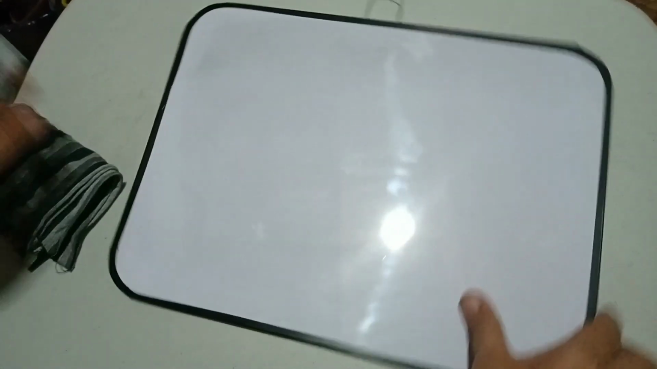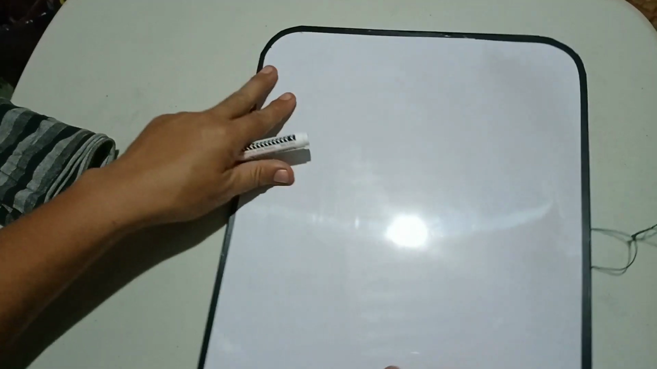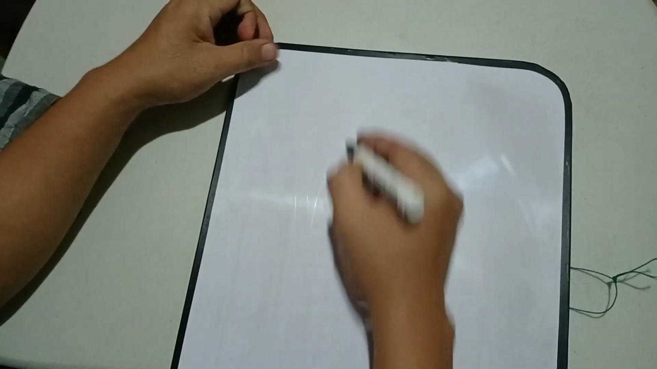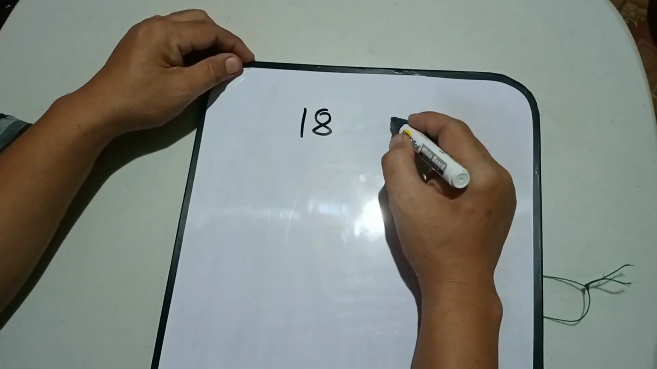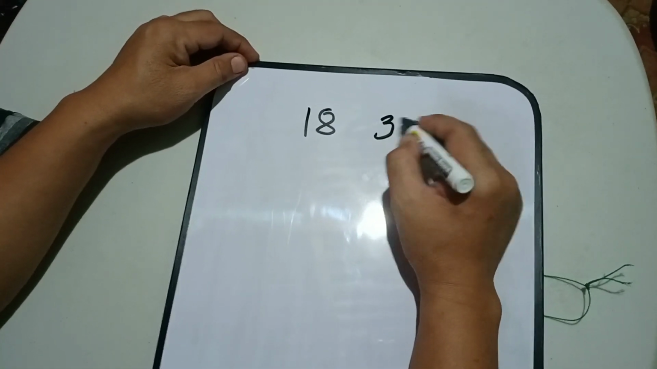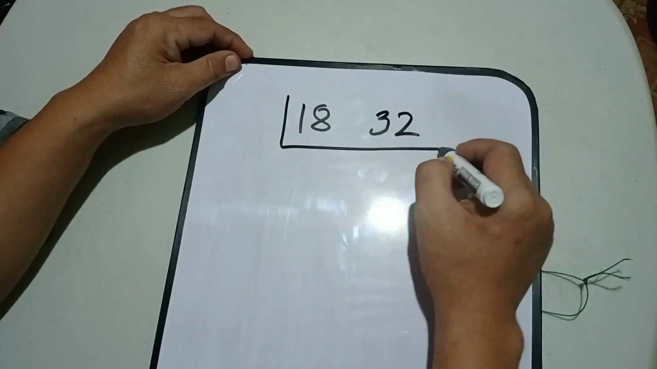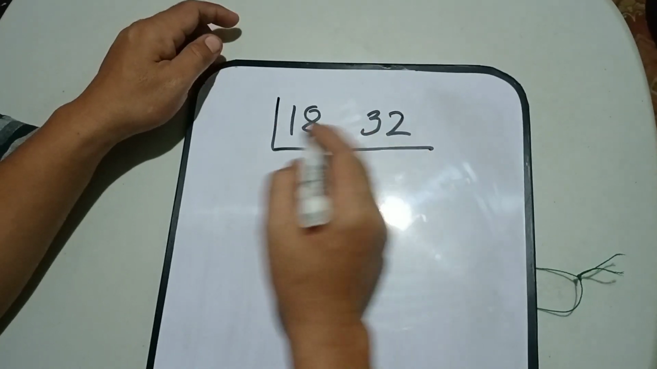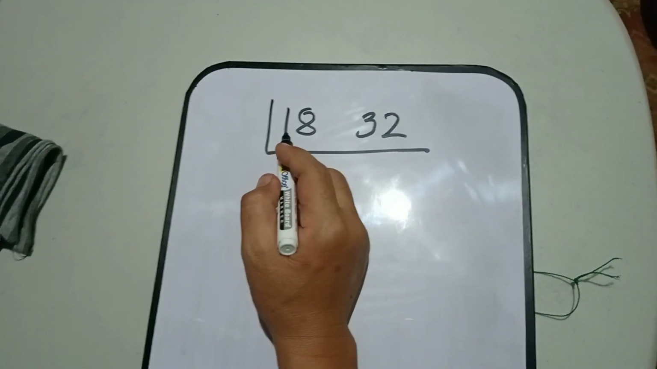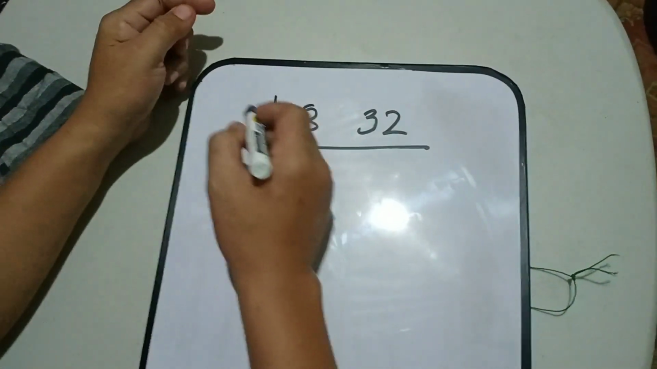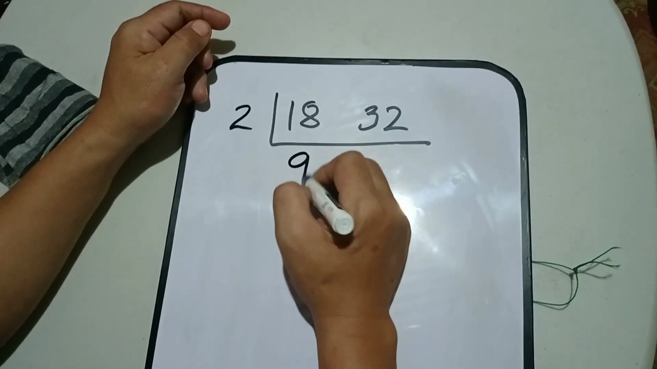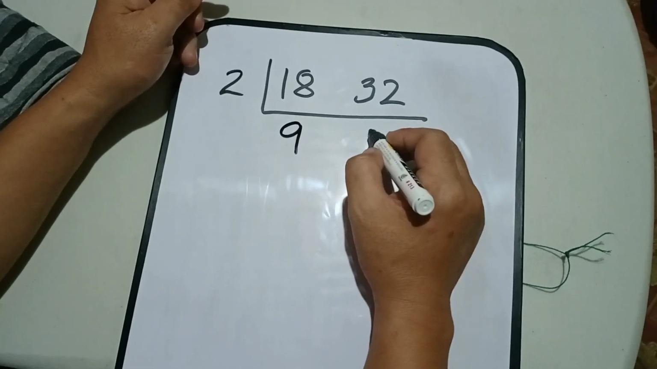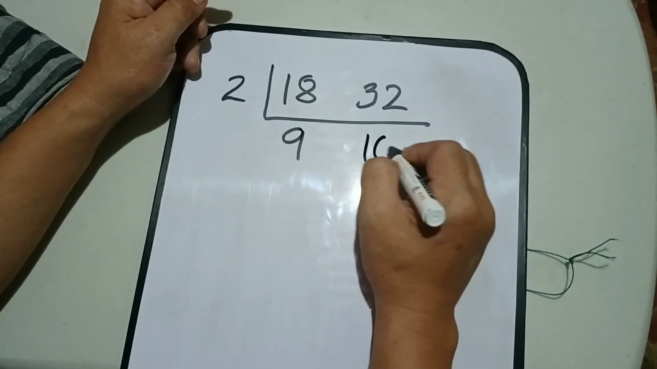So, paano naman yung LCM? Let's do it this way. Let's say you have 18 and 32. Finding the GCF again. 18 divided by, divisible by 2 and 32. Ganun din. Divisible by 2, 9. 32 divided by 2 is 16.